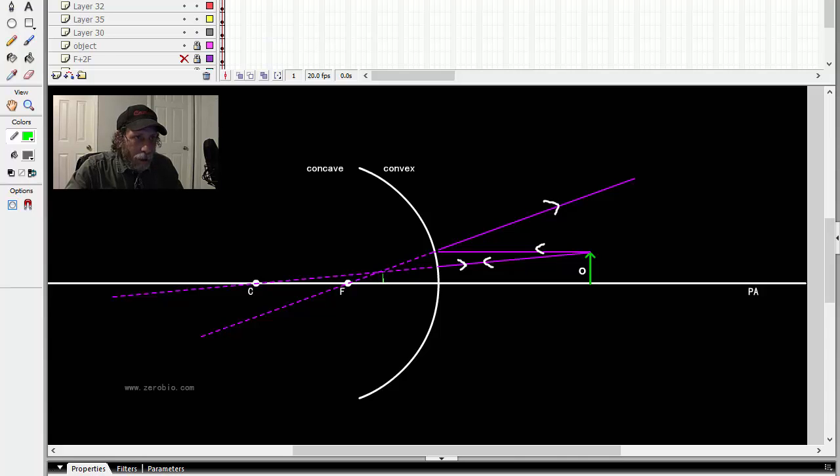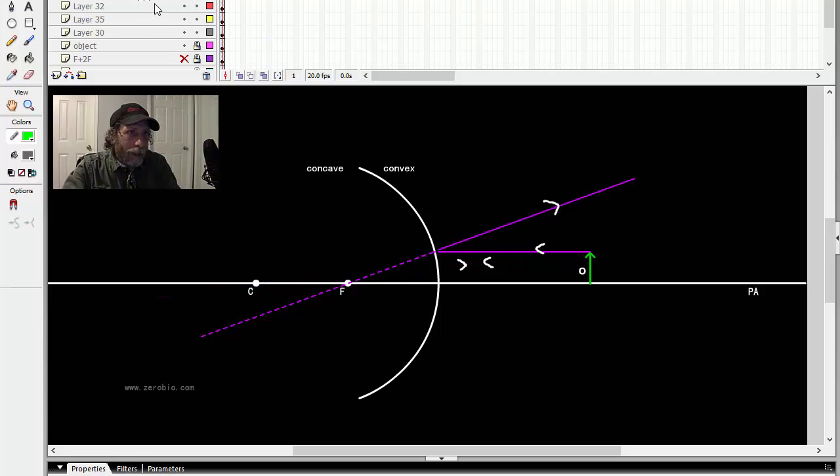Okay, and you'll notice that the image is even smaller because the further away, these mirrors make it look even smaller. But again, right side up. So that's the deal with the convex mirror. All right, let's move on to something else then.